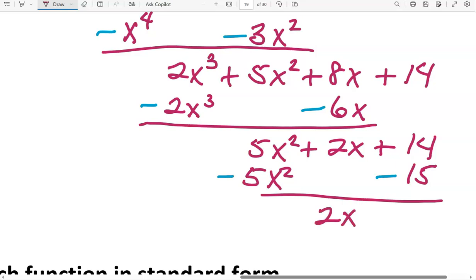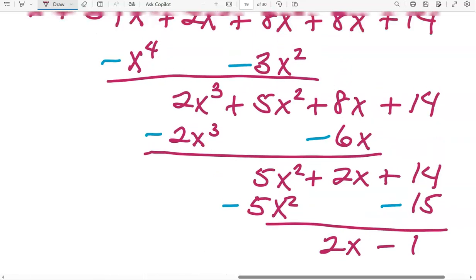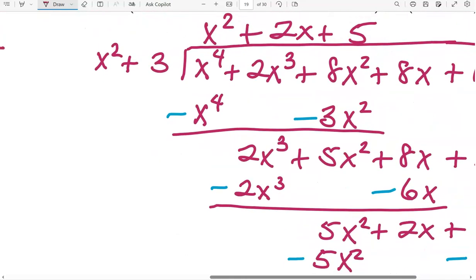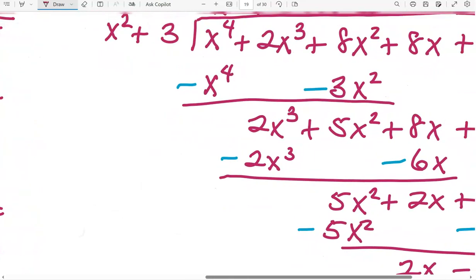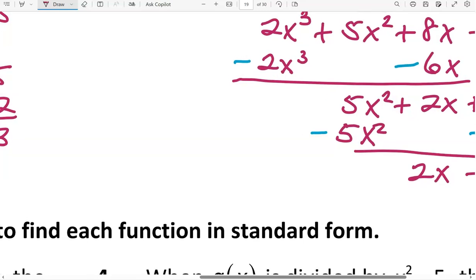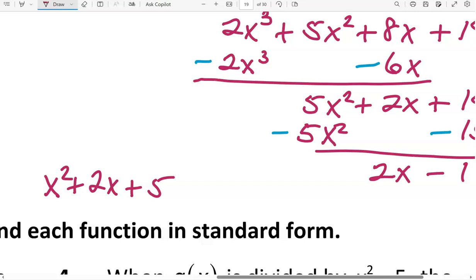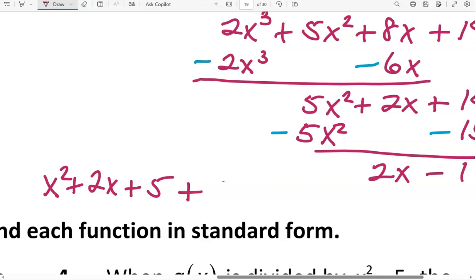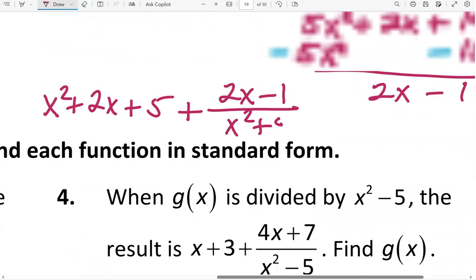And the result is 2x minus 1. And that's our remainder, since 2x is not divisible by x squared. So the quotient is x squared plus 2x plus 5. And then we add plus the remainder, 2x minus 1, divided by the divisor, x squared plus 3.